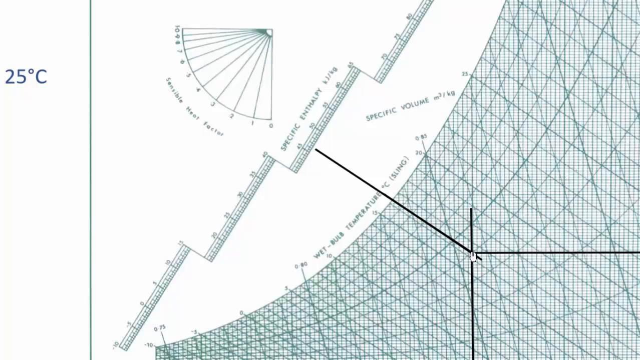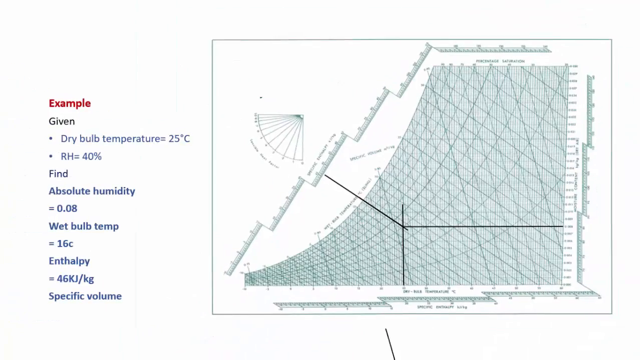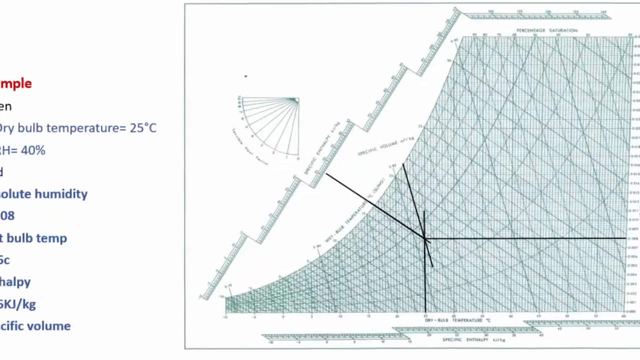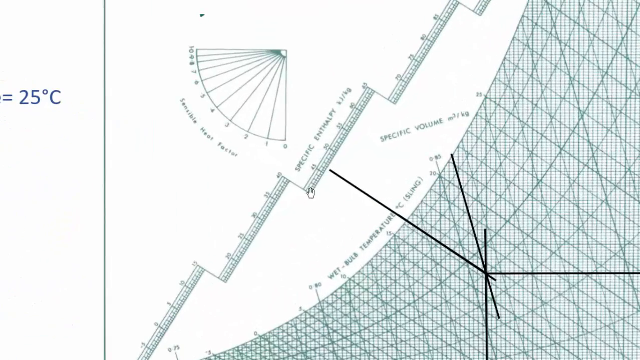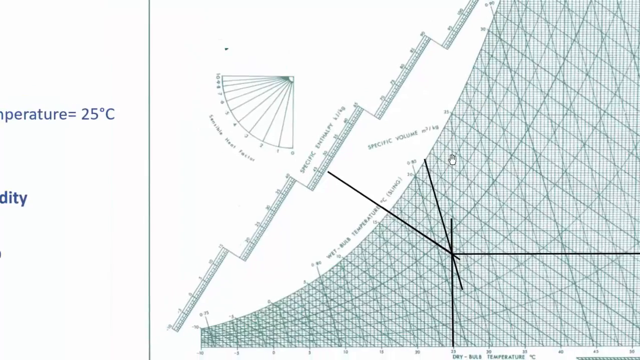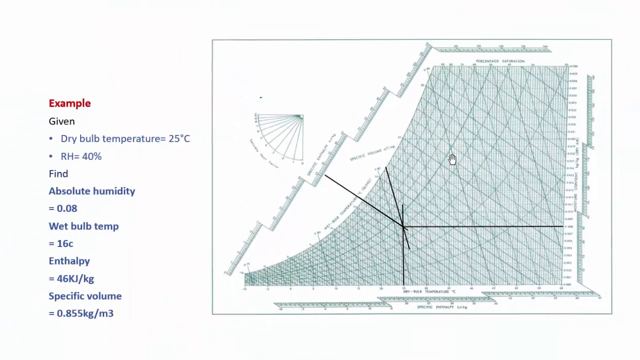So you have to draw from this intersection point a line parallel to it to find the specific volume. When you do that, you will find that the specific volume will be around 0.856 or 0.855. You need a ruler to measure precisely. So the specific volume will be 0.855 meter cube per kilogram.